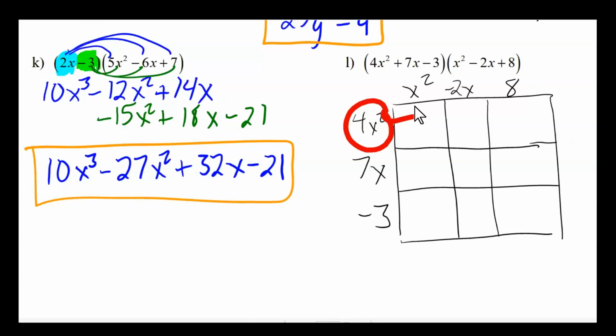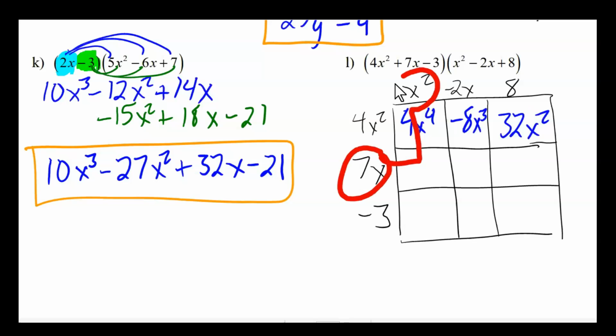So 4x squared times x squared, 4x to the fourth. 4x squared times negative 2x, negative 8x cubed. 4x squared and 8, 32x squared. That takes care of the first distribution. 7x and x squared, 7x to the third.